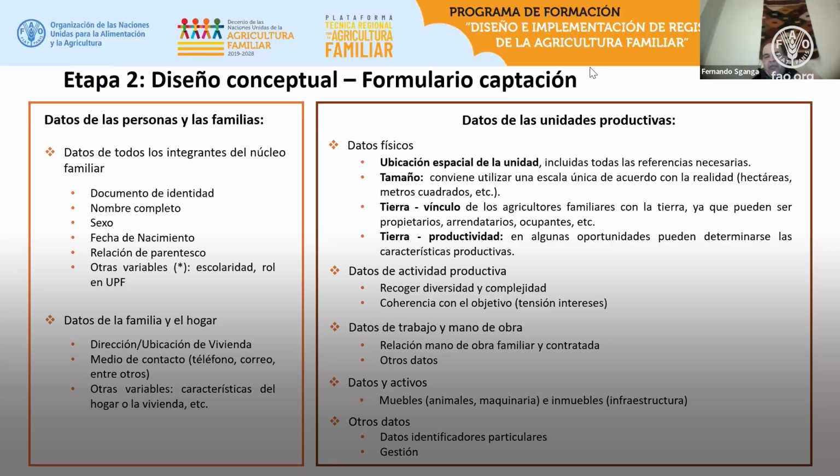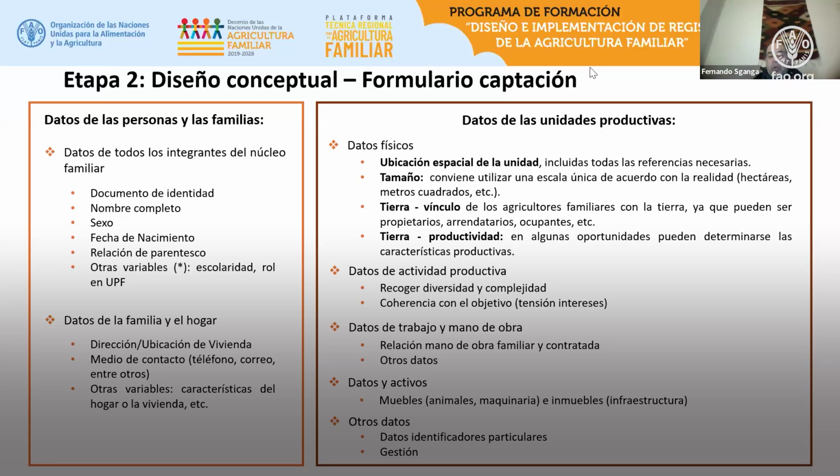And then we need data on the production unit, like physical data, the spatial location of the unit, size, and the relationship or connection to the land, whether they are owners, tenants, occupants, or occupy part of it. Productivity of that land, of that soil, can sometimes also be taken into account.